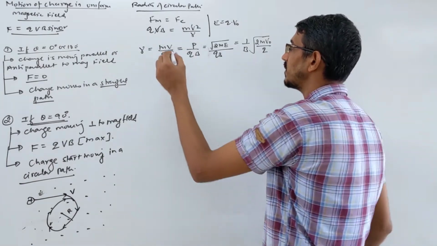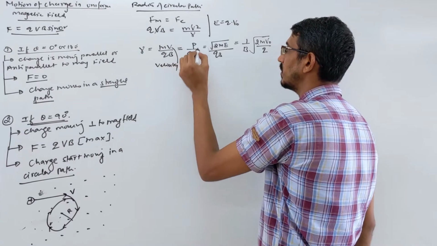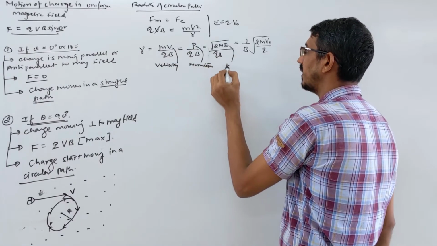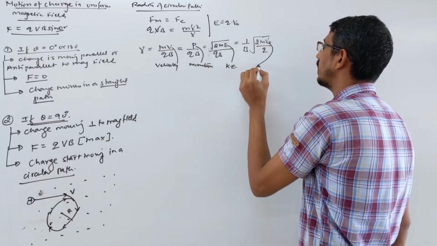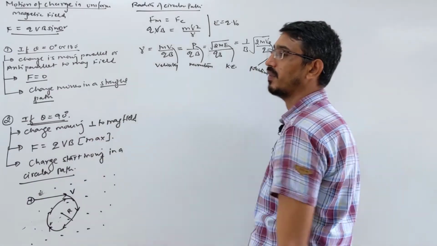This one is in terms of velocity, this formula in terms of momentum, this in terms of kinetic energy, and this in terms of potential. Correct. All these formats they have asked in our exam.